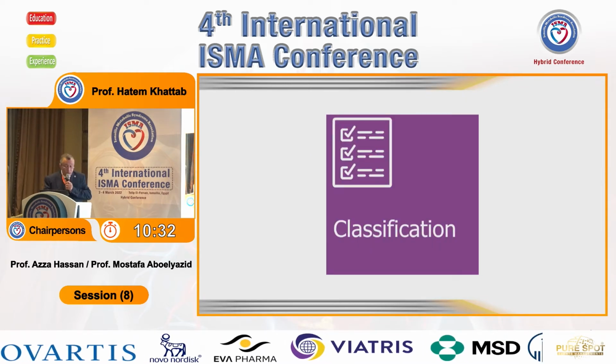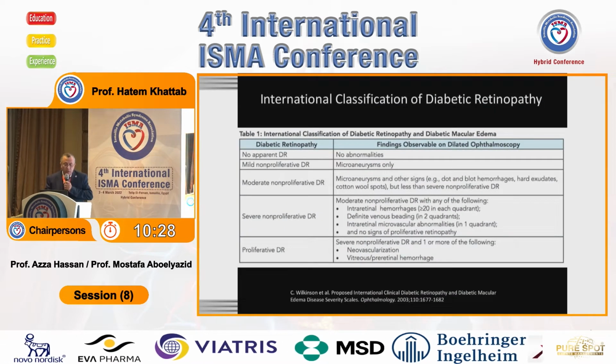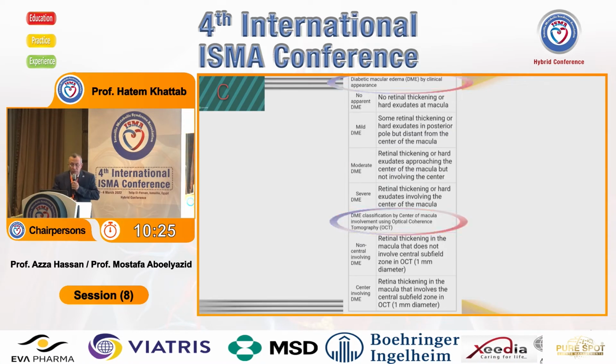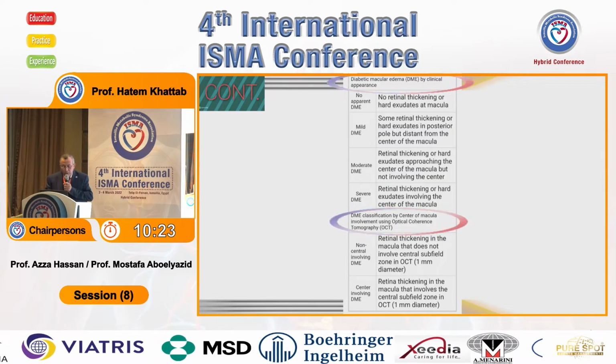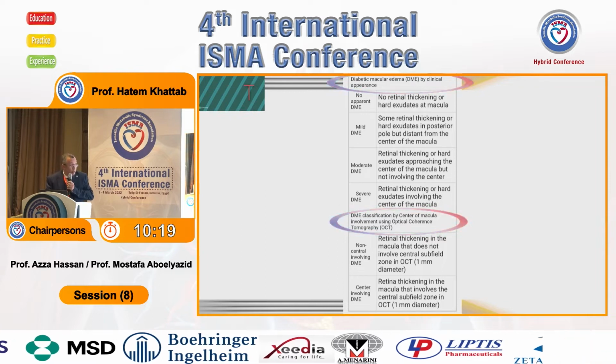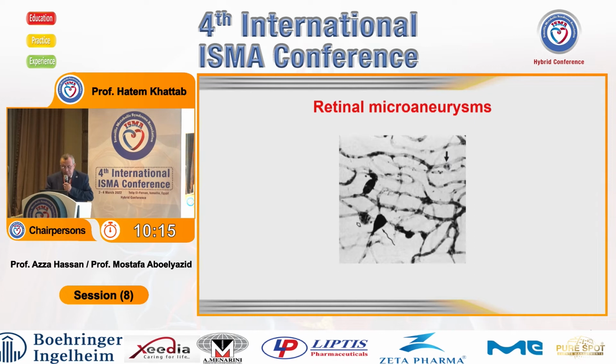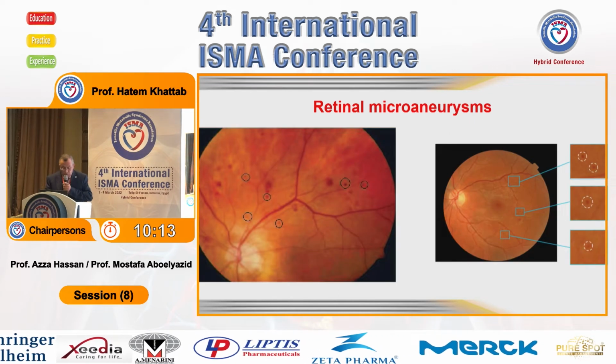Many classifications exist for diabetic retinopathy. One of them, and the most well-known all over the world, is the International Classification of Diabetic Retinopathy. Also, diabetic macular edema may be classified clinically or by OCT. These are the main lesions we find in ophthalmology.